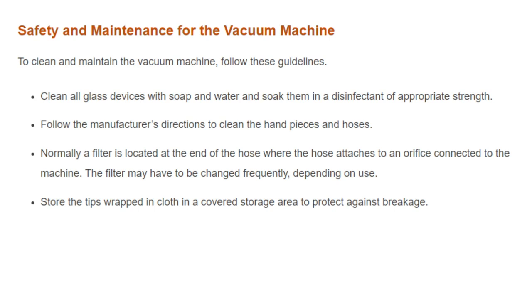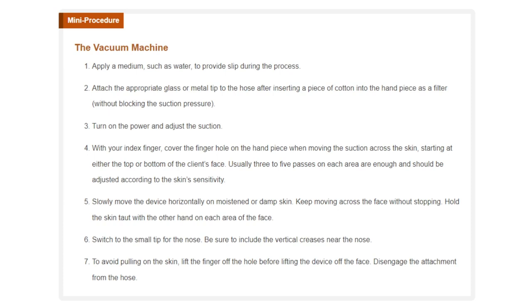Normally a filter is located at the end of the hose where the hose attaches to an orifice connected to the machine. The filter may have to be changed frequently, depending on use. Store the tips wrapped in cloth in a covered storage area to protect against breakage. Mini procedure: the vacuum machine.